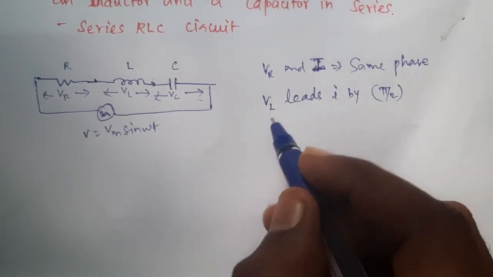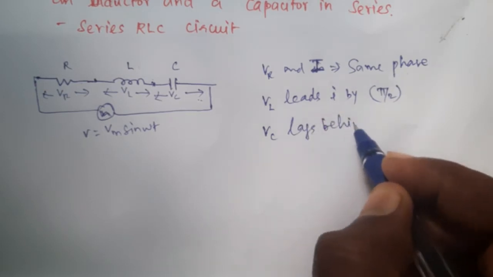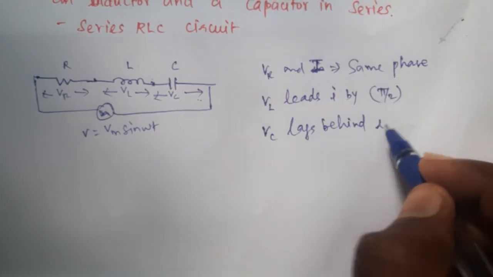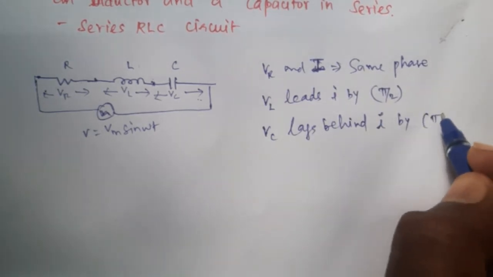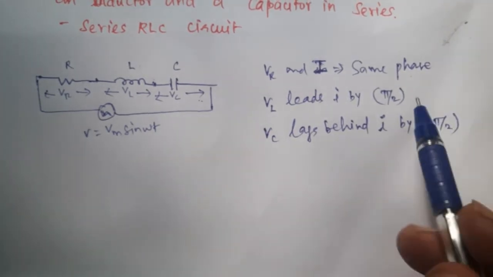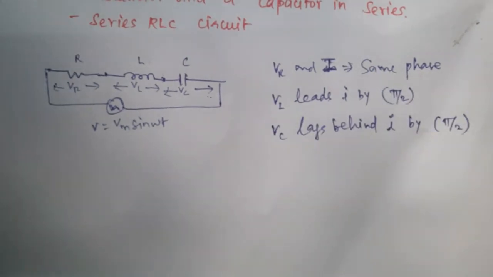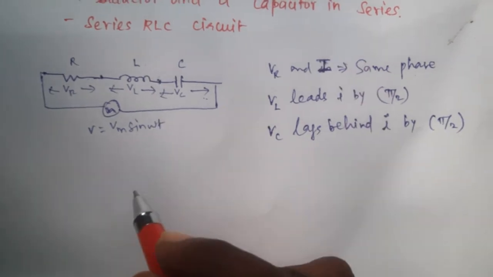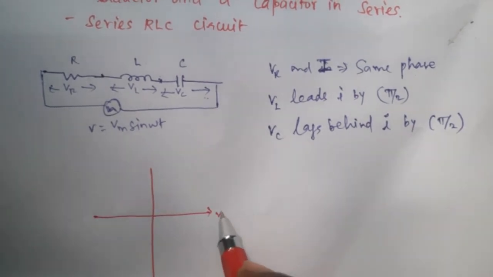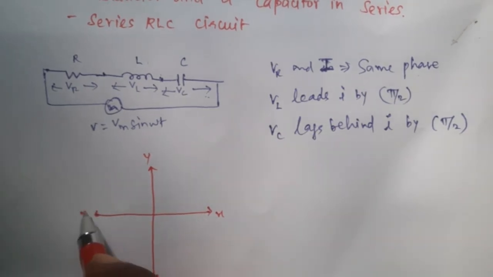Then VC lags behind the current by the phase angle of pi by 2. We already know this from the previous topics. Now, using this information, we can draw the voltage phasor diagram. For this phasor diagram, we consider the Cartesian coordinate axes: this is x, this is x dash, this is y, and this is y dash.